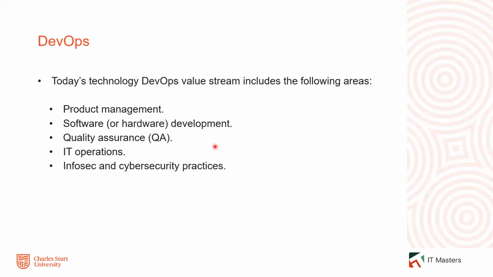Today's technology, the DevOps value stream as we call it, includes product management, so the ability to both develop and manage product once we've got to that outcome stage. It can be used for software. Primarily it is a systems development lifecycle, so we primarily use it for software, but there's no reason that it can't be used for hardware or middleware or firmware or any other type of ware.